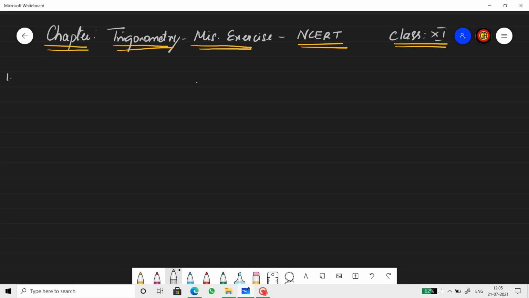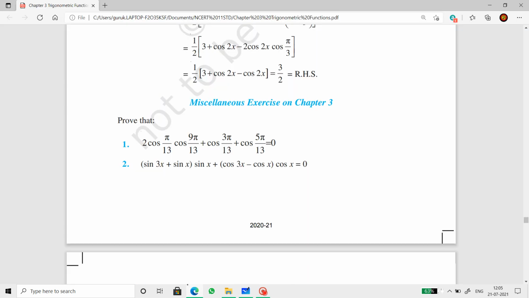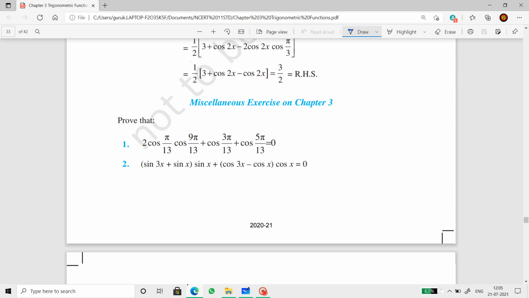Good morning, everyone. Today we're going to do the miscellaneous exercise from NCERT. Miscellaneous exercise of NCERT. Question number 1.